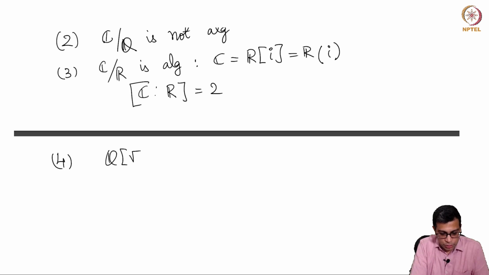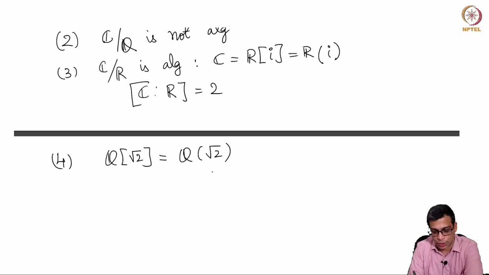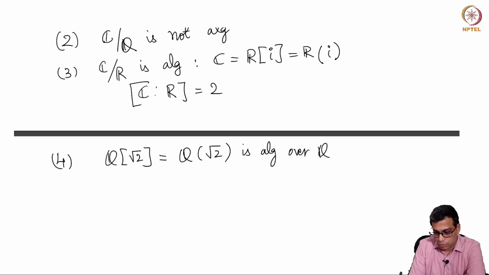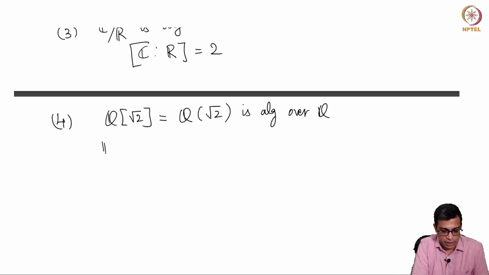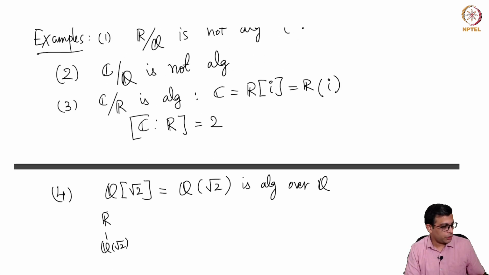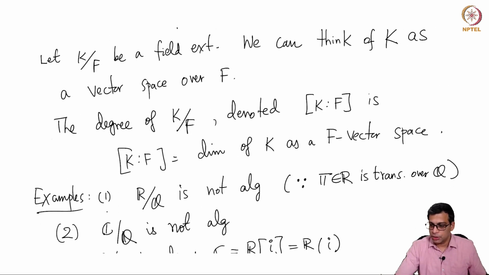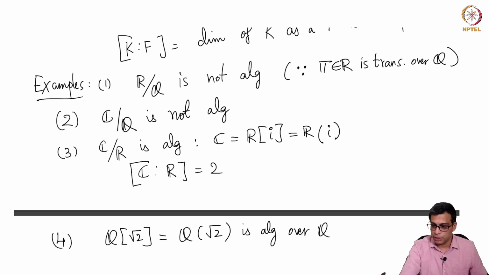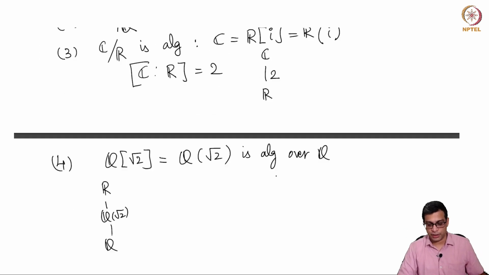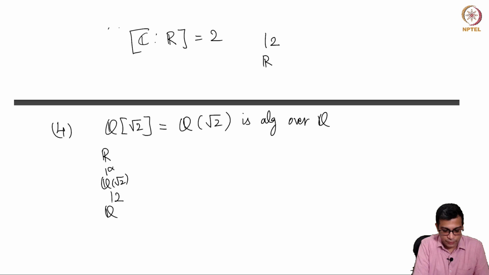So let's now continue. So Q[root 2] is the same as Q(root 2), because root 2 is algebraic over Q. So what we have is R over Q(root 2) over Q. And also when I define the degree of a field extension, the terminology is that you put that number here on the bar. So for example, here you write C over R with 2, and 2 represents the fact that it is degree 2. So this is 2, and this of course is infinite.